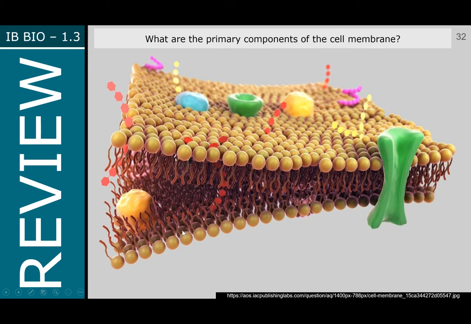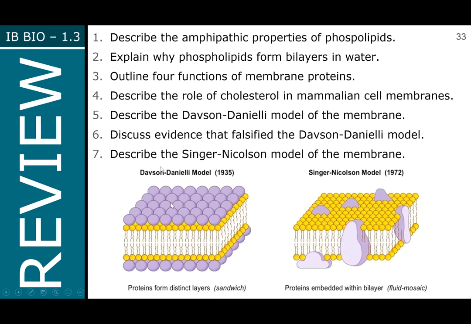Okay, review. By now, you should be able to answer these questions. You should be able to describe the amphipathic properties of phospholipids. You should be able to explain why phospholipids form bilayers in water. You should be able to outline the 4 functions of membrane proteins, at least 4. You should be able to describe the role of cholesterol in mammalian cell membranes. You should be able to describe the Davson-Danieli model of the membrane. You should be able to discuss the different points of evidence that falsified the Davson-Danieli model. Now, there's more than one, so make sure you have more than one. And you should be able to describe the Singer-Nicholson model. Okay? And here are diagrams of the 2 different models.